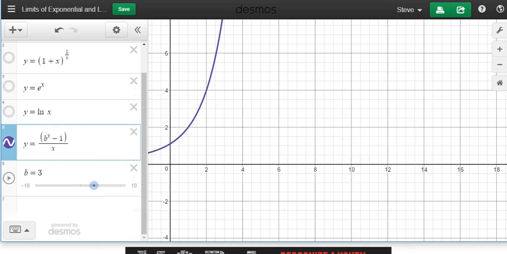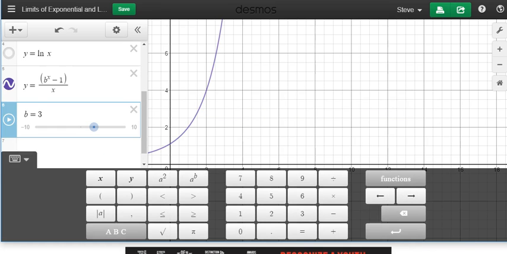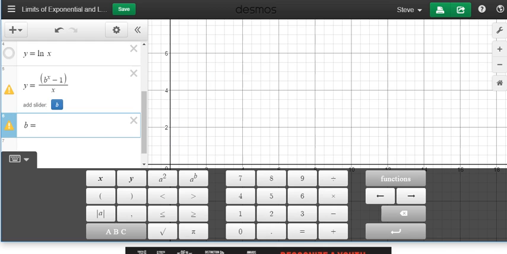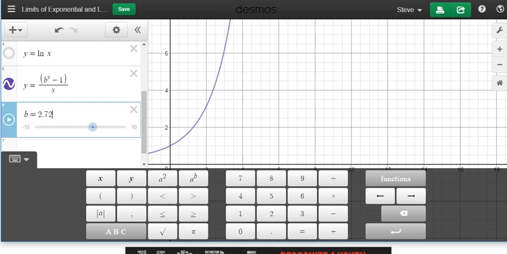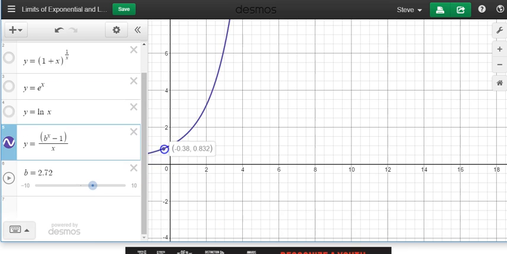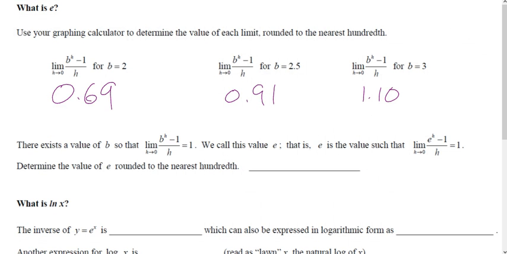So then in this case, we would actually have to put the value of e in there, right? Now, on a calculator, you could play with it, but if I go 2.72, which is to the nearest hundredth, then we can see that this value is going to get closer to 1, right? 0.991 and 1.006. So to the nearest hundredth, that's 2.72.